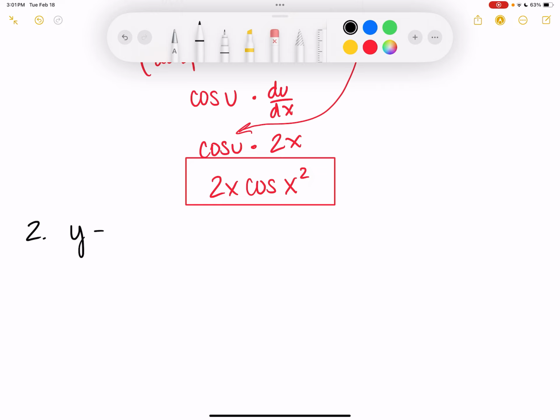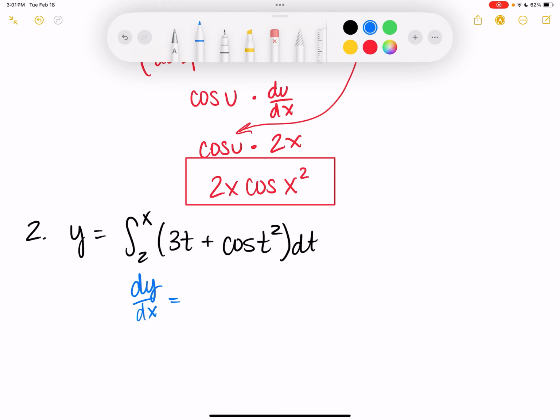All right. Y equals the integral from 2 to x of 3t plus the cosine of t squared dt. This one just has the x, so it means I just replace t with x. So dy dx equals 3x plus the cosine of x squared.